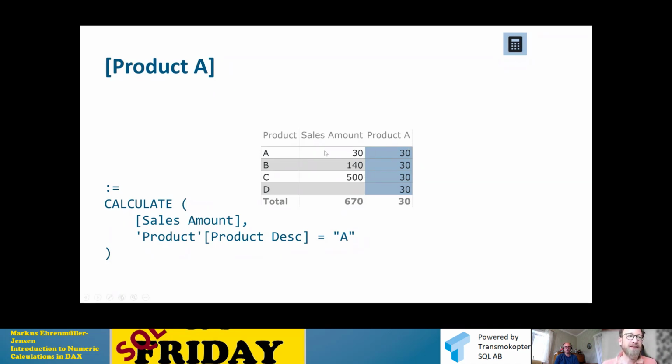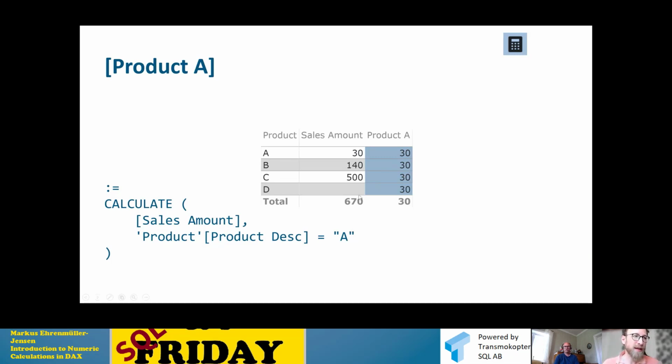Here, it's adding up the filters. So I have one filter on A, I have a second filter on A, so we end up with 30. This is no surprise, I guess. Maybe it's a surprise for you that we see the 30 here. Maybe we would expect that we don't see anything here, because we are asking for product B and product A would not have a result here.